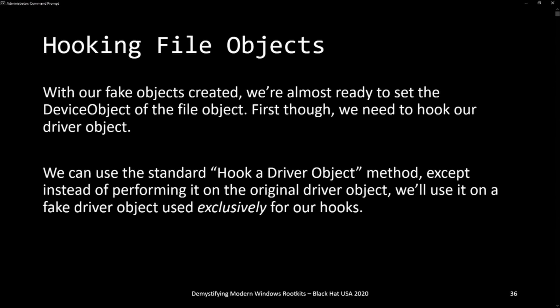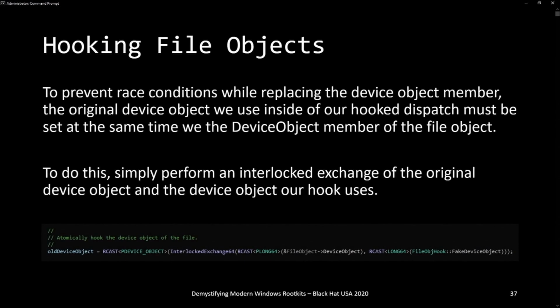But first, we need to hook our driver object. Now, the way we're going to do this is again by using that standard hook a driver object method, except we are not performing it on the original driver object. This is our own copy, which an antivirus cannot easily retrieve. So to prevent race conditions while replacing the device object member, the original device object we use inside of our hooked dispatch function needs to be set at the same time that we replace the device object of the file object. So the way I did this is by simply using interlocked exchange.